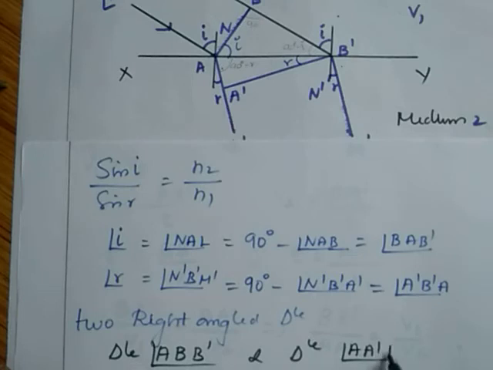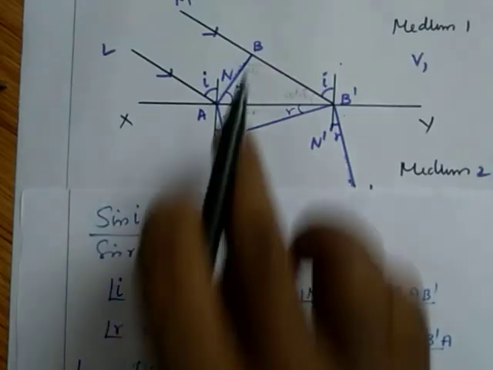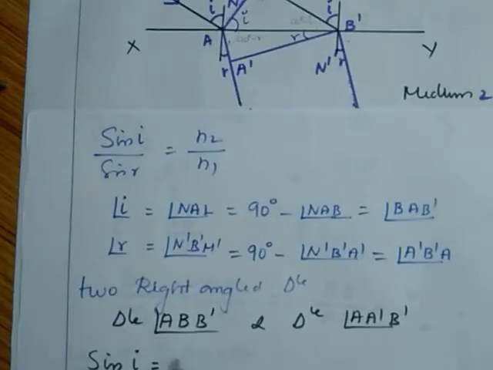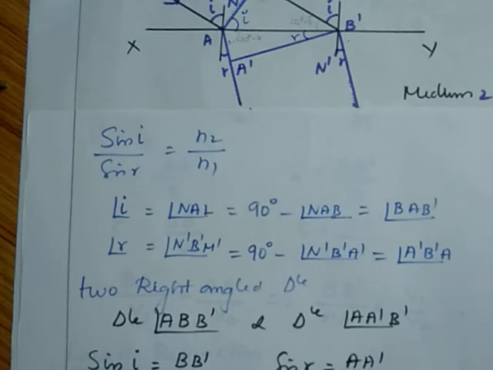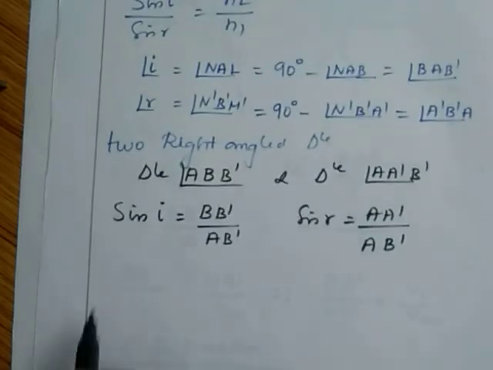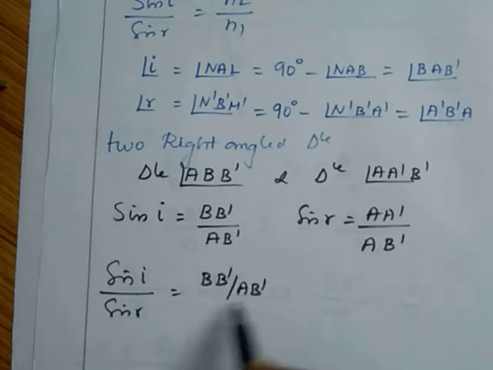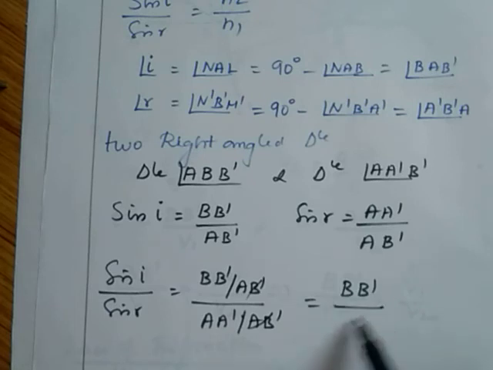Here I consider sin i. Sin i is equal to opposite side by hypotenuse, that is BB' by AB', and sin r is equal to opposite side, that is A'A by hypotenuse, that is AB'. Then sin i by sin r is equal to BB' by AB' divided by AA' by AB'. Cancelling this, we get BB' by AA'.